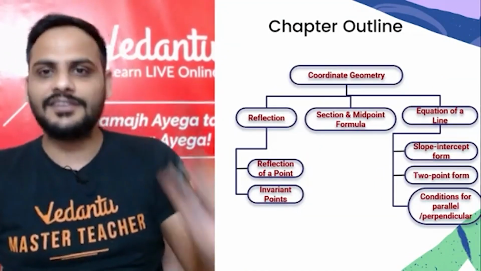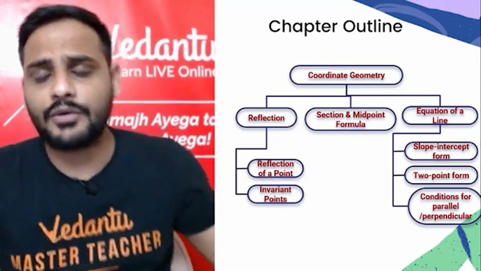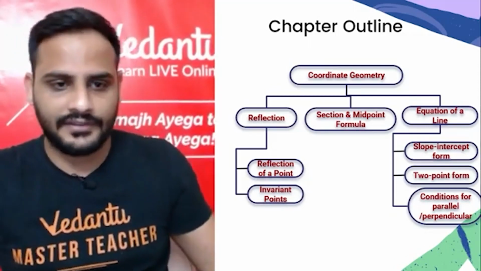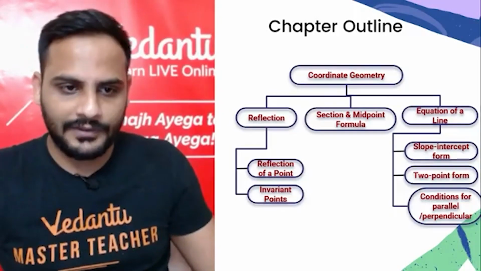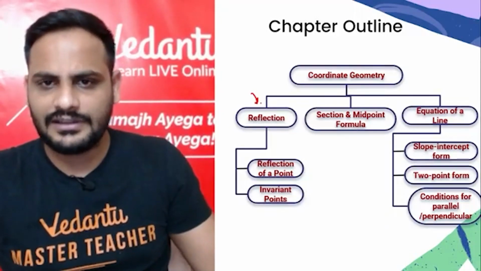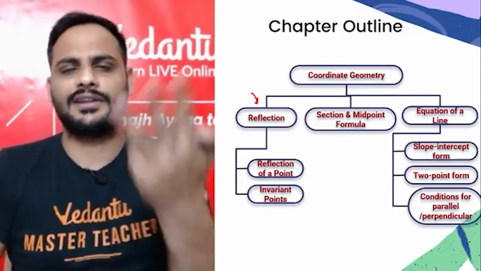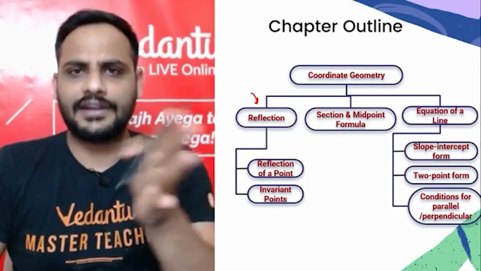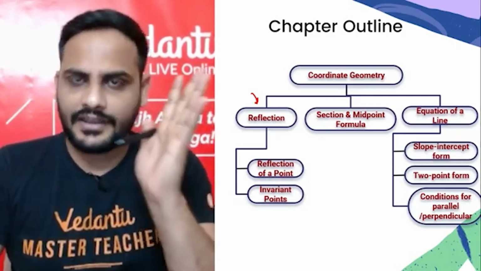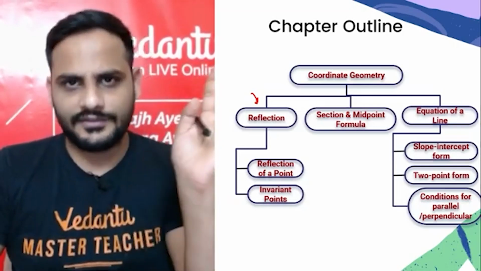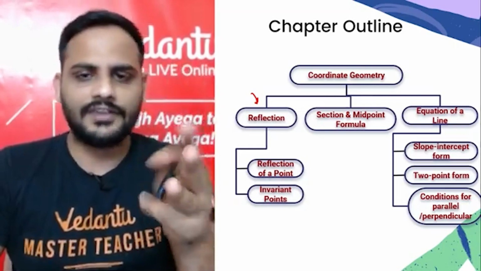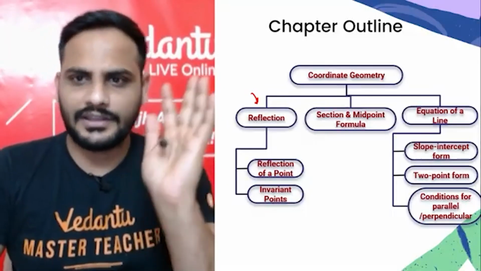Now, in this topic, if I talk about the coordinate geometry for ICSE grade 10th, the topics which you'll see, the first is reflection, which is a comparatively easy topic, reflection of a point, and there are three types of reflection: reflection under x-axis, reflection under y-axis, and the reflection along origin. All right, these are the three reflections, and then there are invariant points, an easy topic.